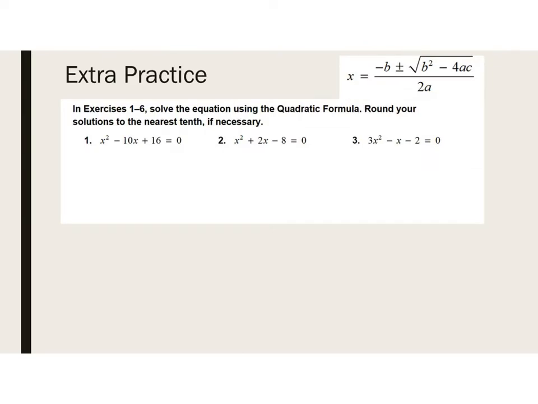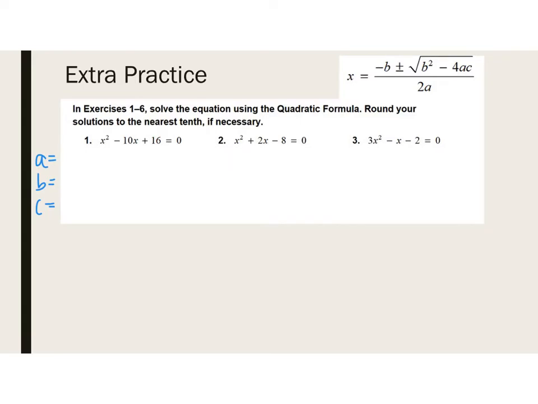So looking at our extra practice, the first thing that I would suggest you do is figure out what a, b, and c are. I like to write them out to begin with. So what is my a, what is my b, what is my c? You can only get these if it's equal to 0. So I'm going to notice, hey, it is equal to 0. It's written in descending order. So my a is the coefficient on the x squared, b is the coefficient on x, and c is your constant.